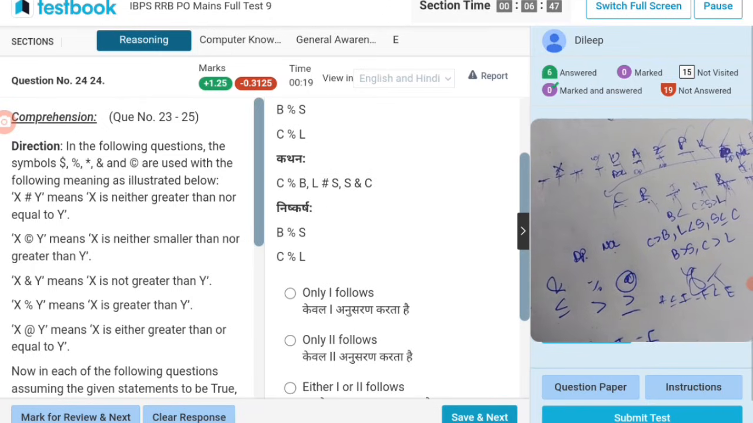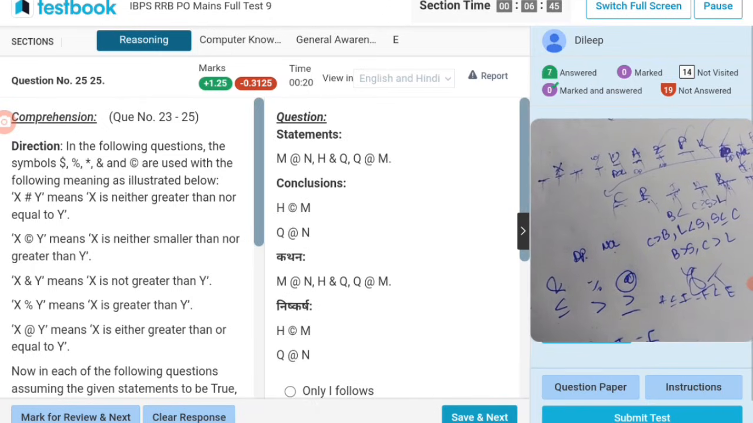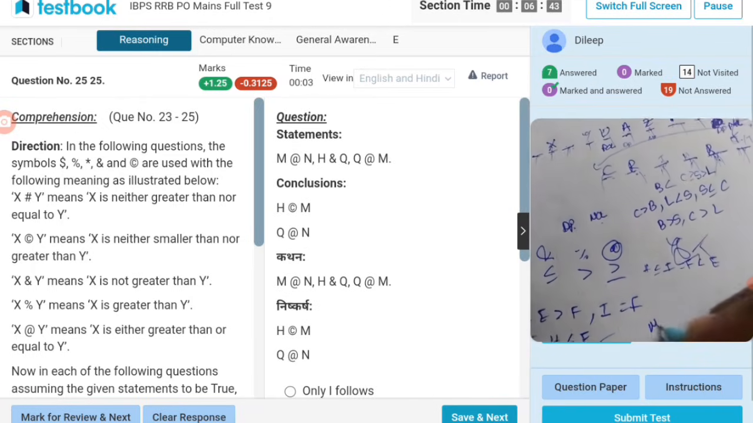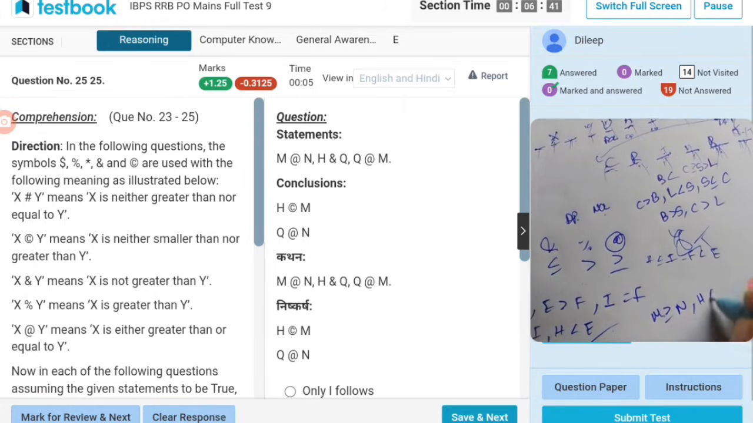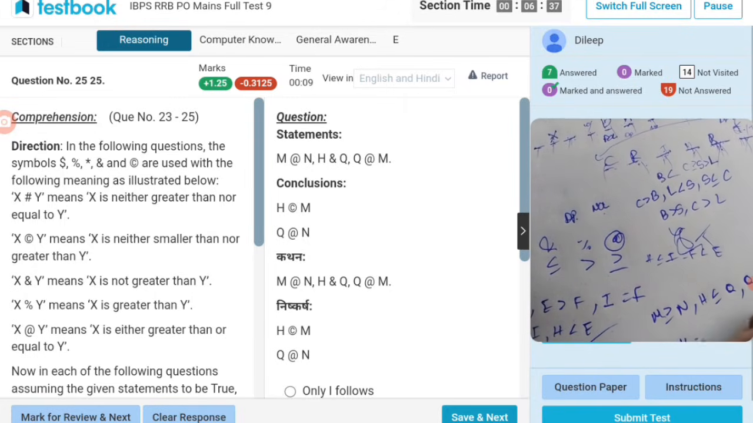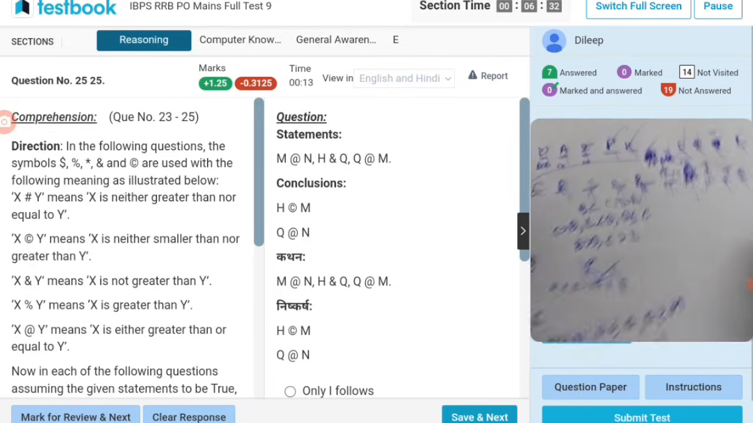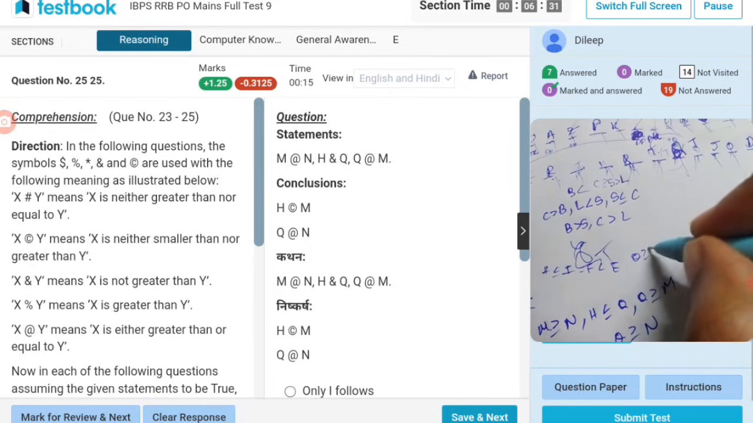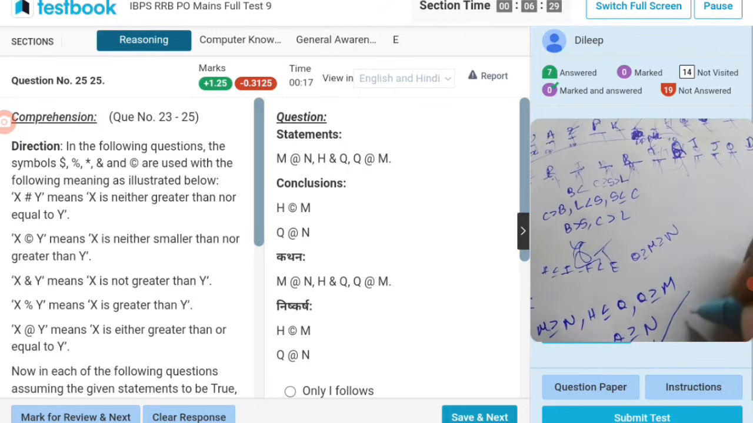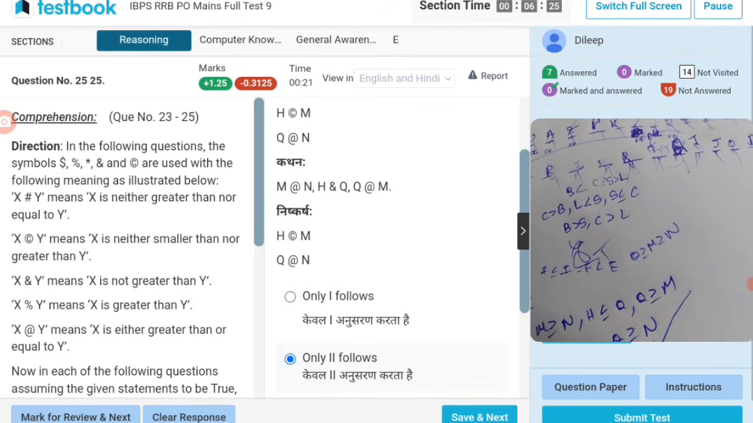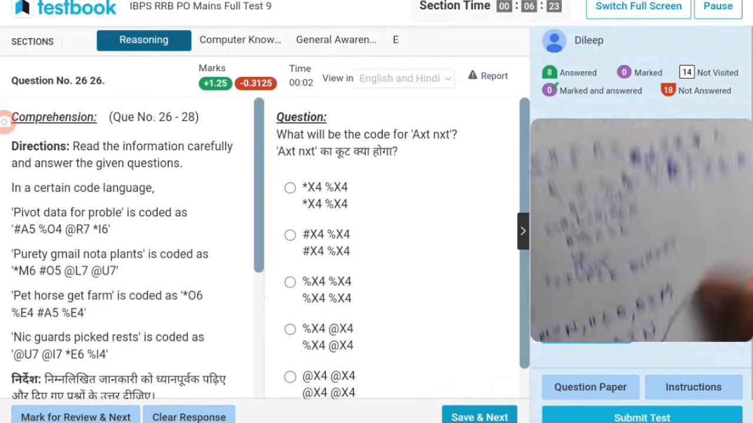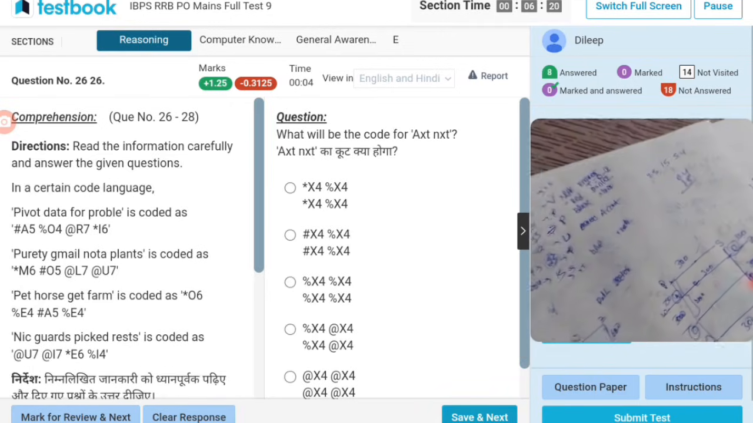So only 2 follows. M greater than or equal to N, H less than or equal to Q, Q greater than or equal to M. H equal to M, Q greater than or equal to N. So again 2 follow. Next one.